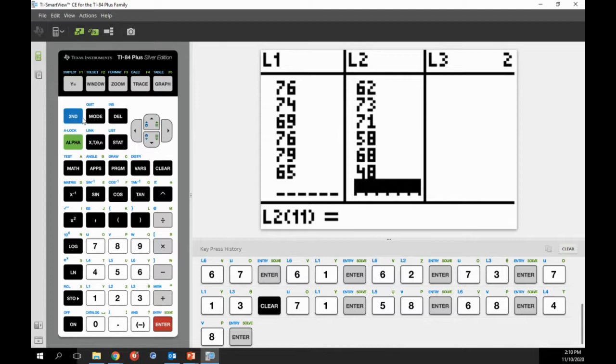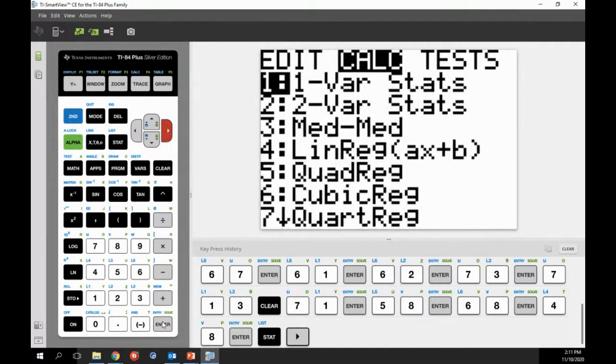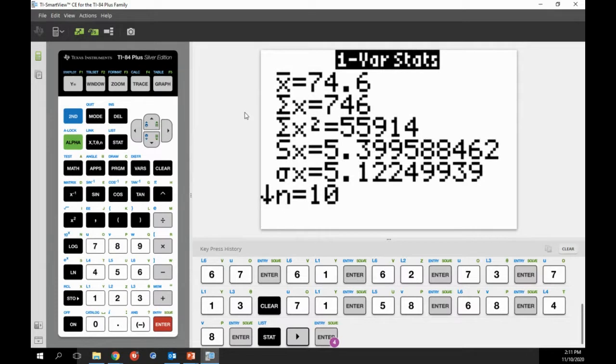What I want to show right quick, even though we're kind of getting ahead of ourselves, we need it for the box plots that we'll have to draw eventually. I want to make sure AP knows where to get it from for their assignments. Okay, let's run one variable stats on L1 right quick. Stat, Calc, one variable stats, L1. Okay. So we have our X bar, we have our sample standard deviation, and we have N.